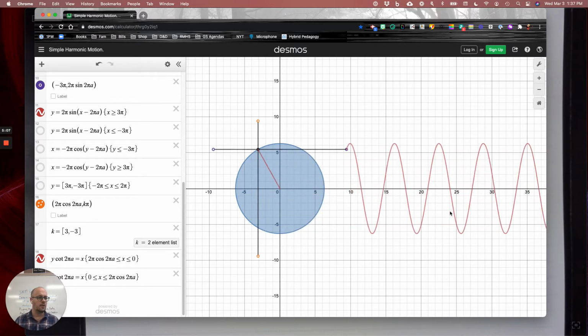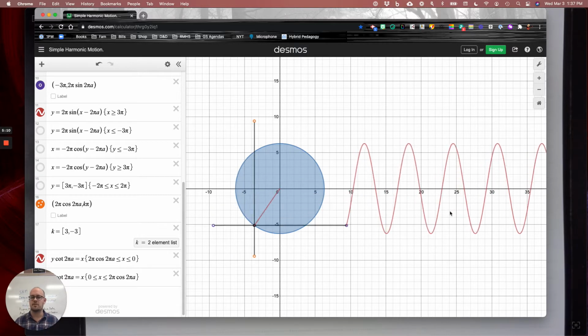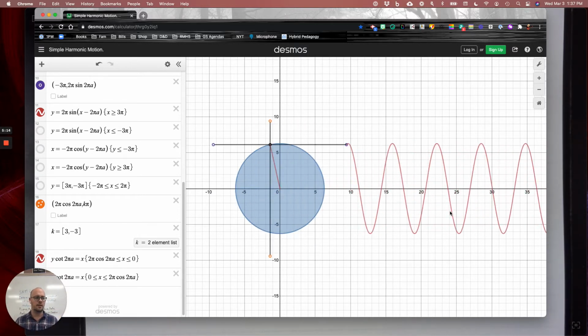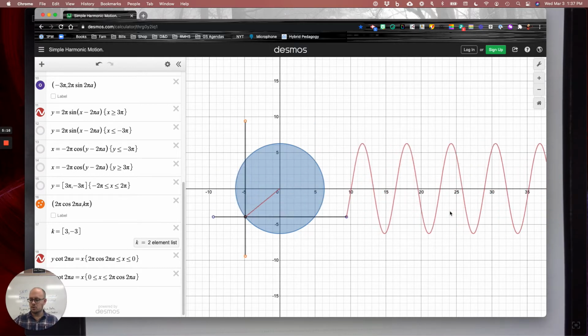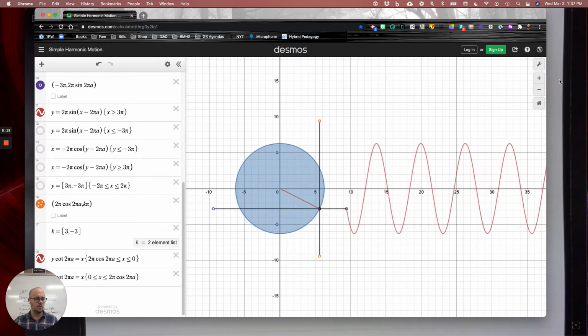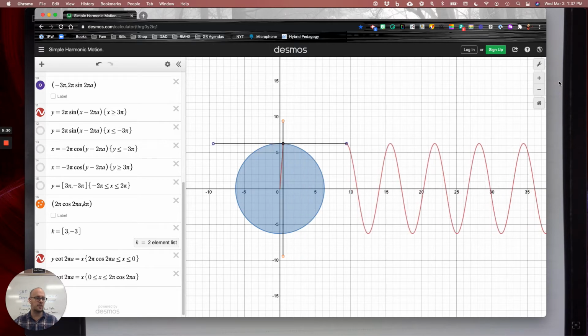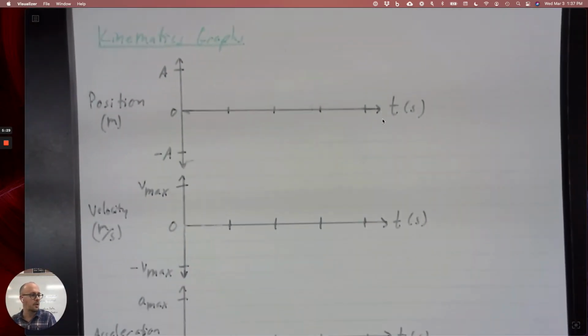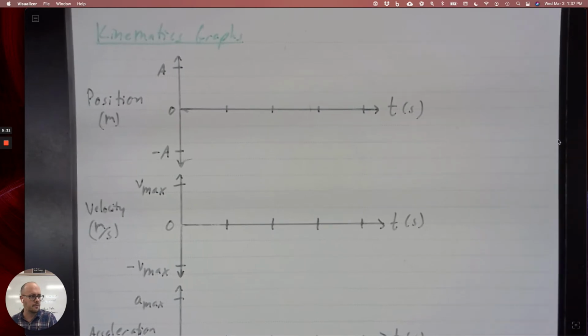And so the shape is what's important, is that there's this wave shape up and down that happens regularly. So what we're going to do in this video, and really the skill in this video, I know this is mesmerizing, is to produce graphs of kinematics based on the oscillation of something. And so we're going to do this live together.